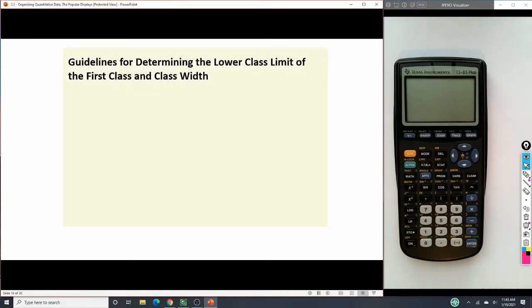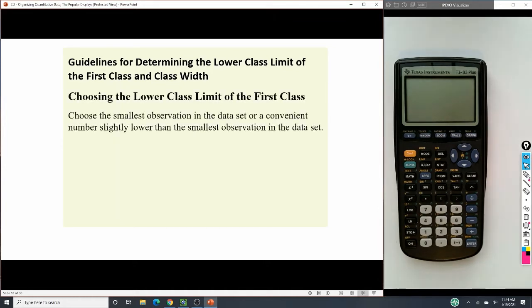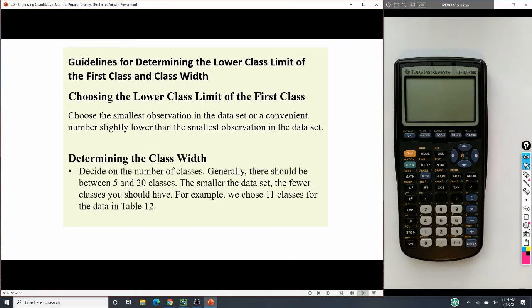All right, and finally, like I've said before, use whatever best summarizes the data. So a few guidelines here. For choosing the lower class limit, choose the smallest observation in the data set and then a convenient number slightly lower than that. We typically like 0s and 5s, but we don't have to. We just want to make sure that we're a little bit lower than those things. For the class width, we look at the number of classes, and we like to be somewhere between 5 and 20 classes. If the data set is smaller, probably the fewer classes we should have. The larger it is, the more classes.